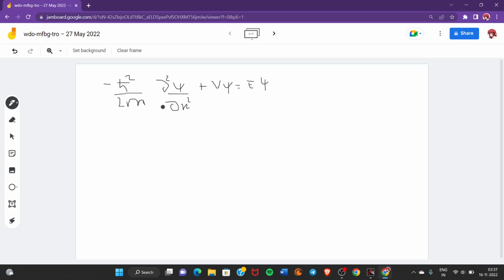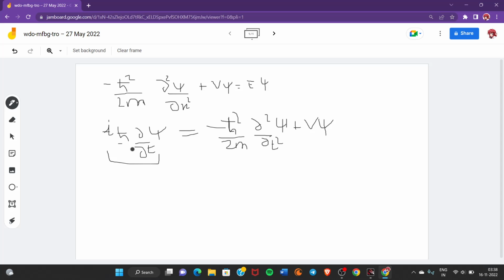If you want to know about time dependent, this comes from the time dependent Schrodinger equation, which is something like this: i h bar del psi by del t. So you see, here it comes del by del t and here it comes del by del x. This is psi, and it comes out to be minus h bar squared upon 2m del square psi by del x square plus V psi. Here this is like the energy operator. So now this is the basic thing.